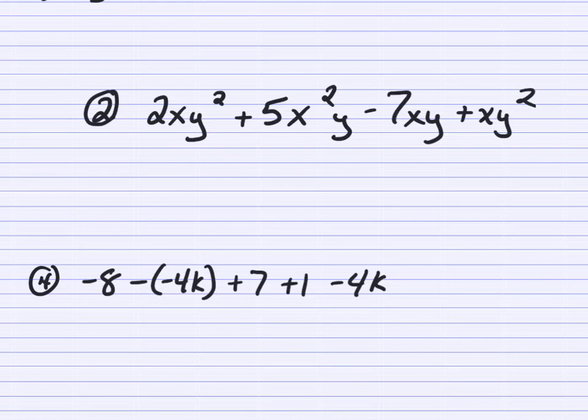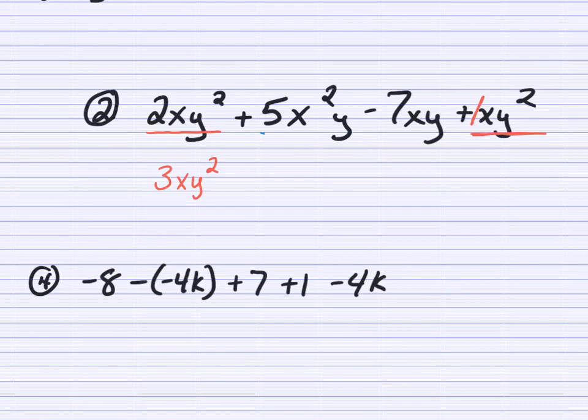Number 2, again, I'm looking for like terms with 2xy squared. It has to be x to the first power and y to the second power. And the only other one I see that has x to the first power and y to the second power is this term over here. So I can combine the 2 and the invisible 1, and 2 plus 1 gives me 3. And then I bring down my x, y to the second power.